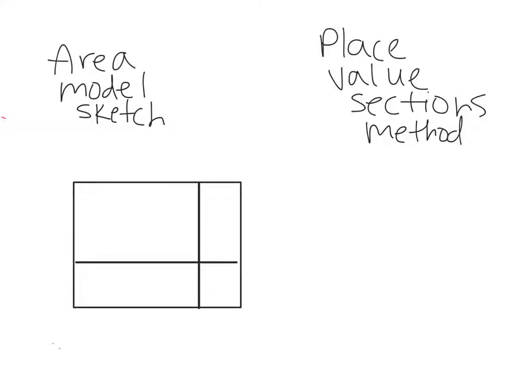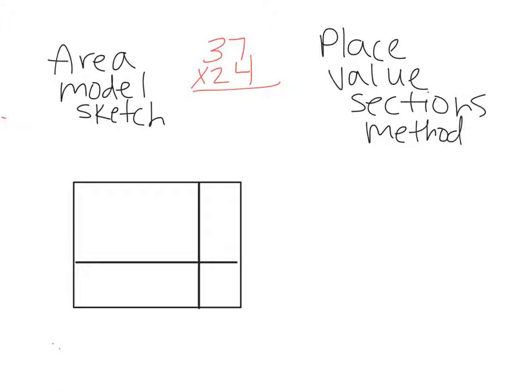Okay, fourth graders, today we're talking about 2-digit by 2-digit multiplication, and we're going to be using the area model sketch and also the place value sections method to solve. So if we have the problem 37 times 24, and we wanted to use the area model sketch to solve this, we would have to break it into 4 sections instead of the 2 sections like before.